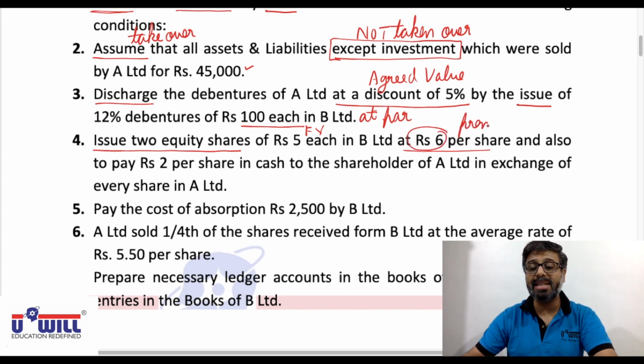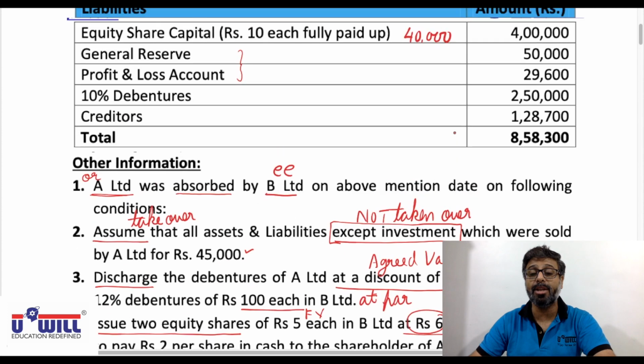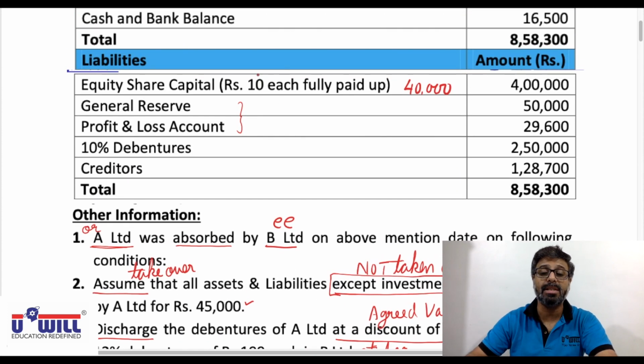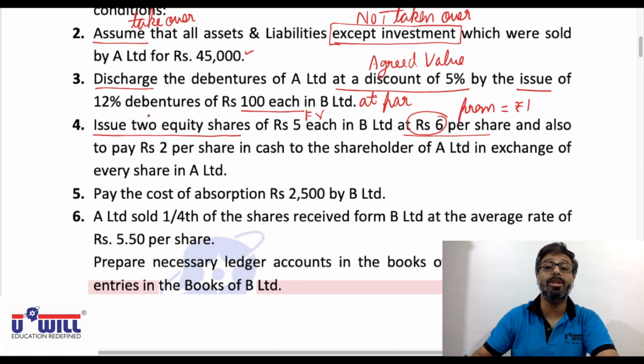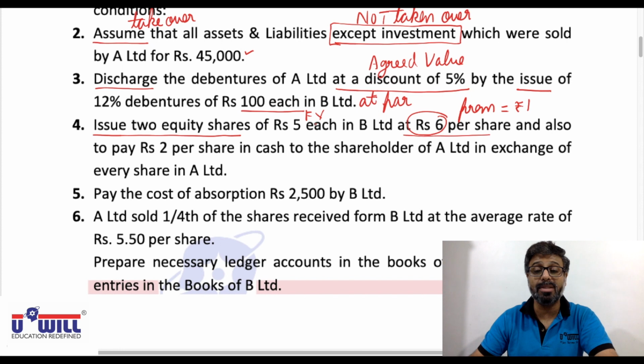5 rupees shares at rupees 6 means premium is rupees 1. Okay, 5 rupees face value shares issued at rupees 6 means premium is rupees 1. In the new company, they are given 5 rupees shares. In the old company, they have 10 rupees shares. That's why maybe they are giving 2 equity shares, double, because the face value is 5. That common sense or logic may be applied.